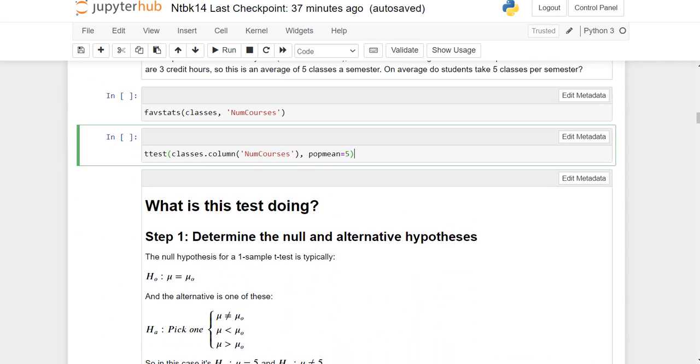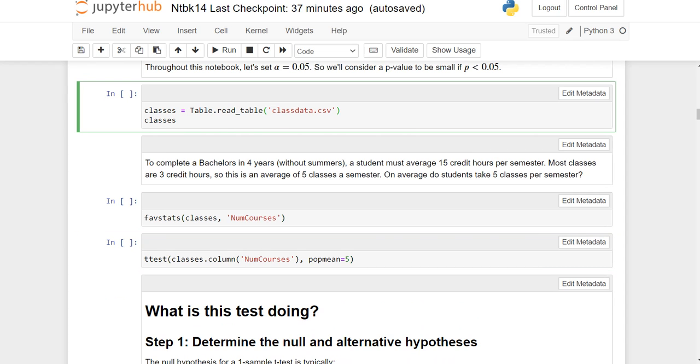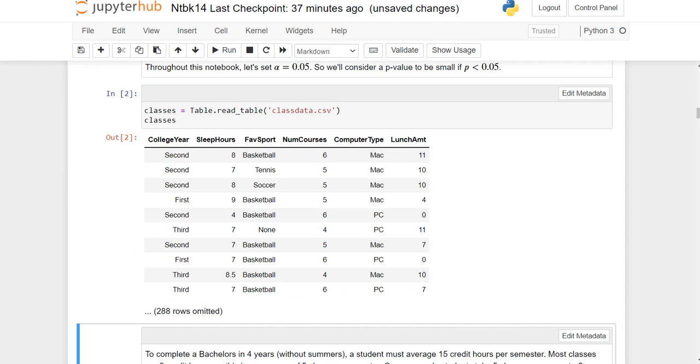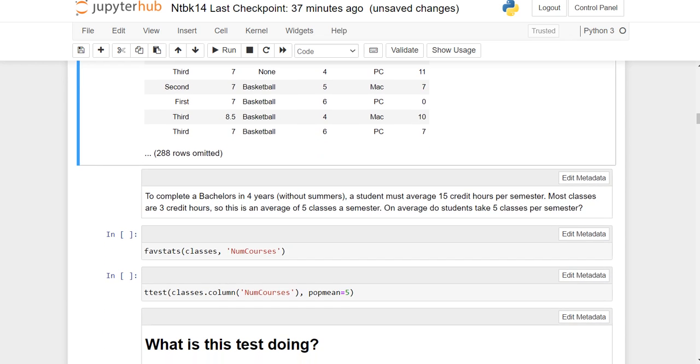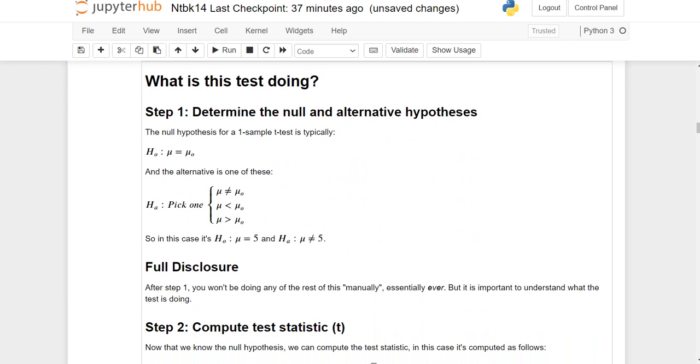So let's scroll down here. I'll come back and do these code blocks in just a second. I will show you that there is just this table, and this should pull the data into the notebook so we can use it. And what is the test doing? Well, notice that the null hypothesis is an H subscript 0, and it says mu equals mu sub 0. What's the mu sub 0? Well, in our instance, that's just the number 5. And the alternative has to be one of these 3. Either mu is not equal to 5, or mu is less than 5, or mu is greater than 5.